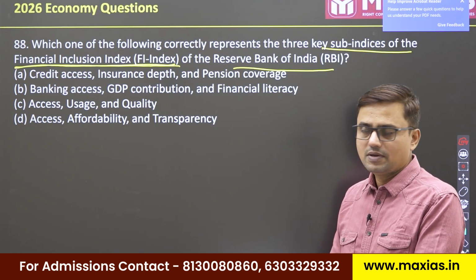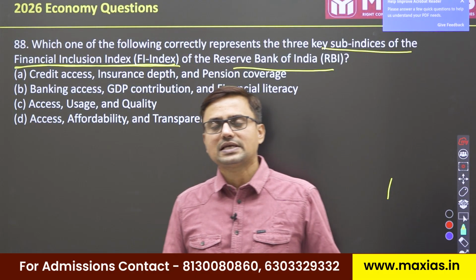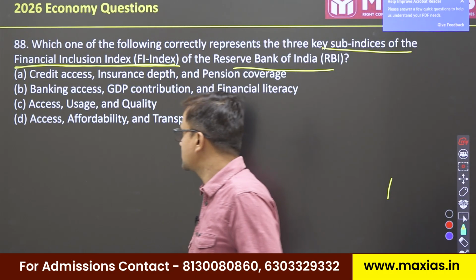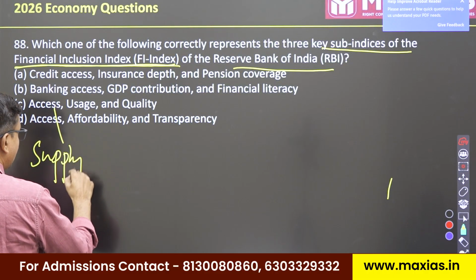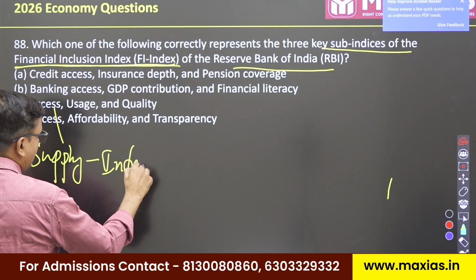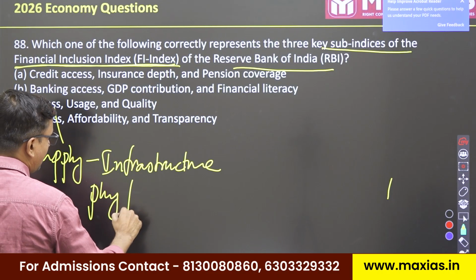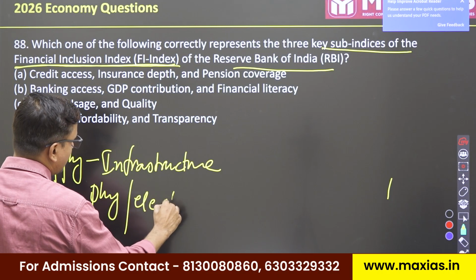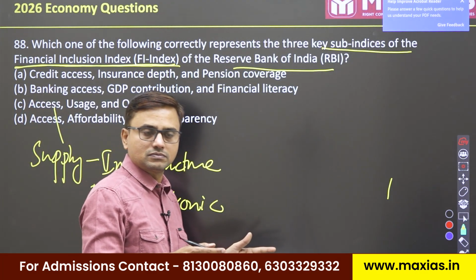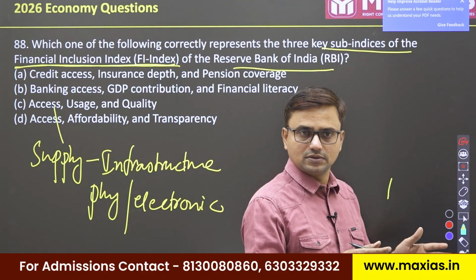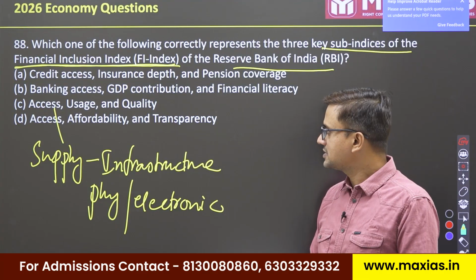Option C sahi hai. Because access to financial services implies the supply side of financial services, that is the financial infrastructure, the physical infrastructure and also the electronic infrastructure, the presence of banks, presence of online banking products. It represents access. So access represents the supply side.